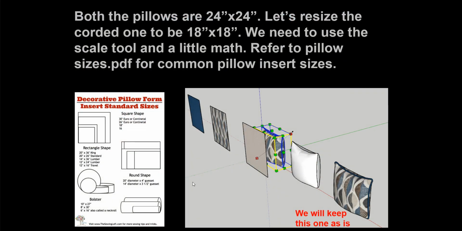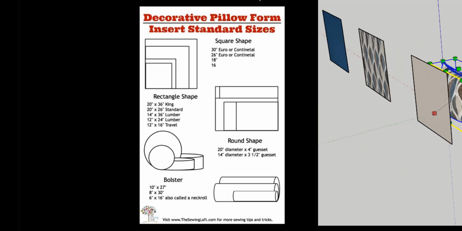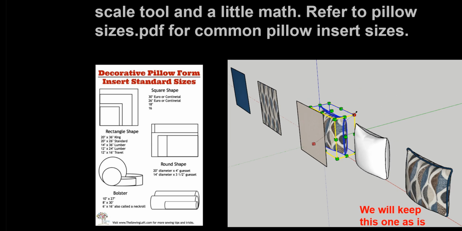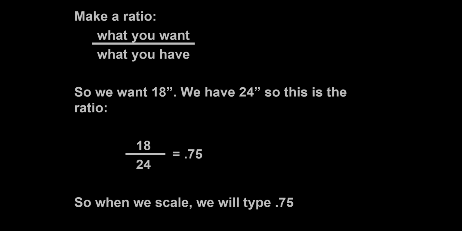We're going to go ahead and use the Scale tool to bring down this pillow to be a smaller size. Let's say 18 by 18. And we've got that size based off this chart here, the decorative pillow form chart. It's one of the standard sizes of a square shape, 18 by 18. And to do that, we'll use the Scale tool. And there's a cool little rule about using the Scale tool. You make it a ratio. So whatever size you want, divided by whatever size you have.